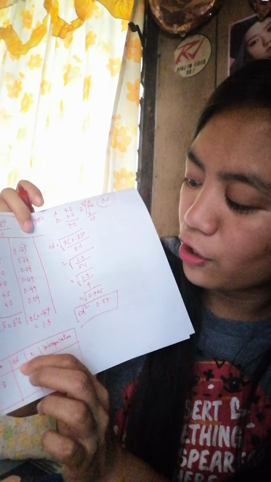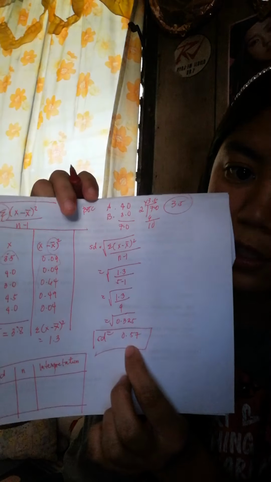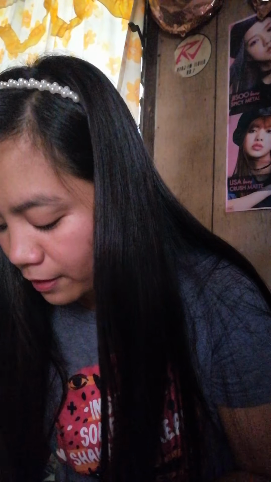You already solved for the mean. Now go back to the solvings that you have. Your mean is 3.8. So you write it here, the mean, which is 3.8, and the standard deviation. The standard deviation would be the one that we solved just a while ago, that's 0.57.